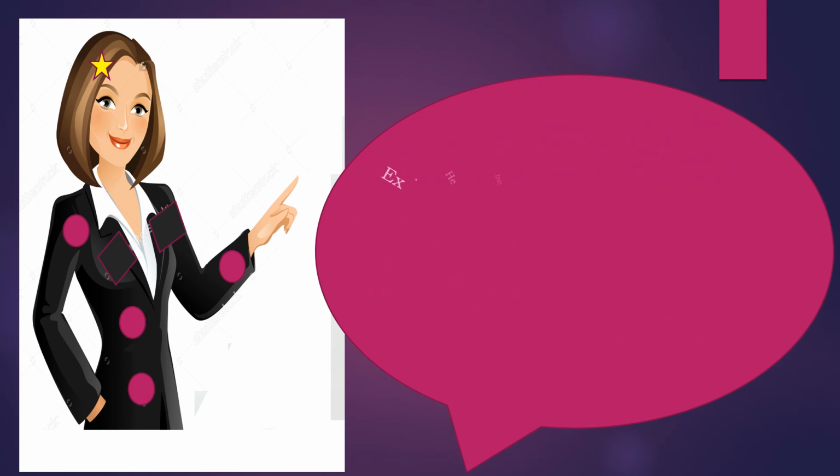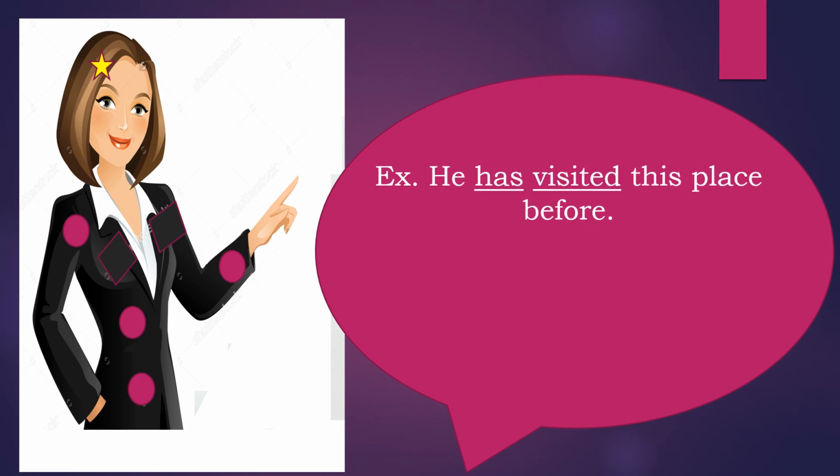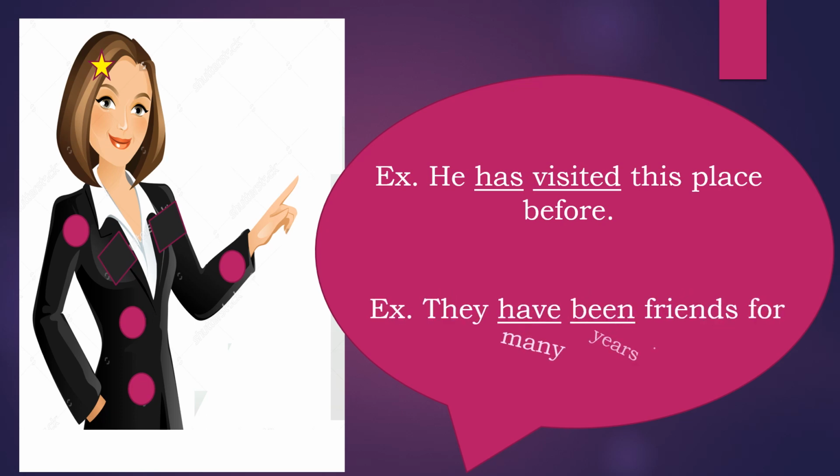Let's look at our example here. For example, we say he has visited this place before. As you can see, we have has, which is the verb to have in the present, plus visited, the main verb in the past participle. Another example is when we say they have been friends for many years. Have is the verb to have in the present and been is the main verb in the past participle.